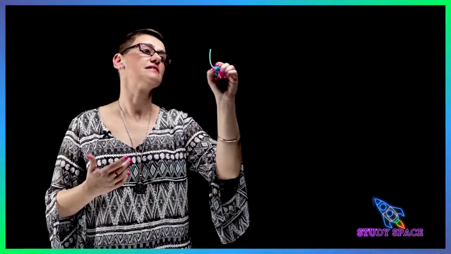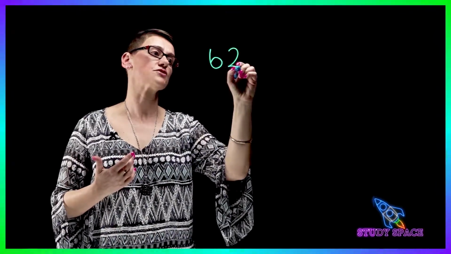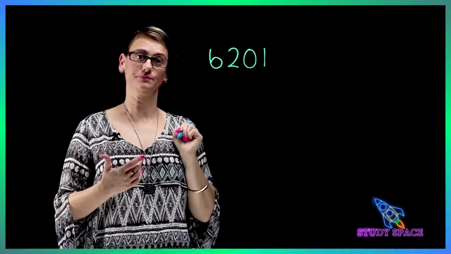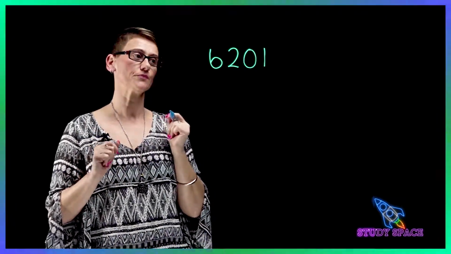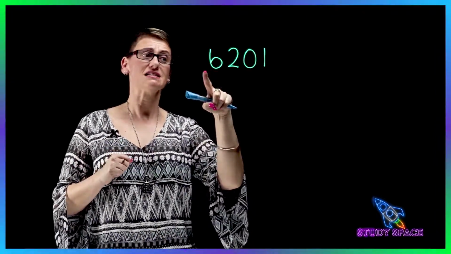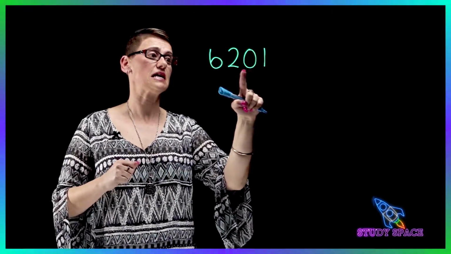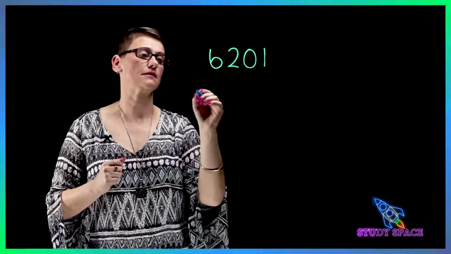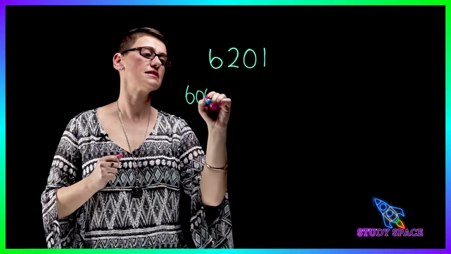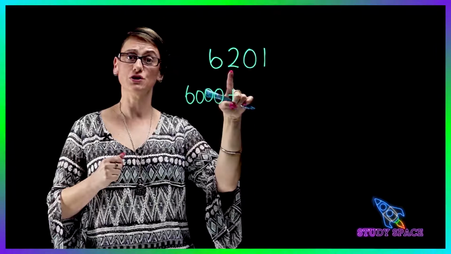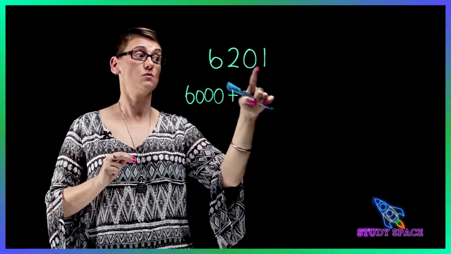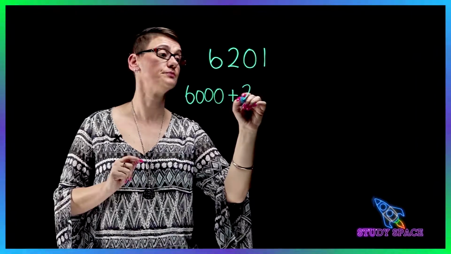Okay, let's have a look at our next example, boys and girls. So in standard form, our number is 6,201. So what does that look like in expanded notation form? Let's have a look. So the 6 represents 6,000. So ones, tens, hundreds, thousands. So 6,000 plus the 2, which represents the 200. Ones, tens, hundreds, so 200.